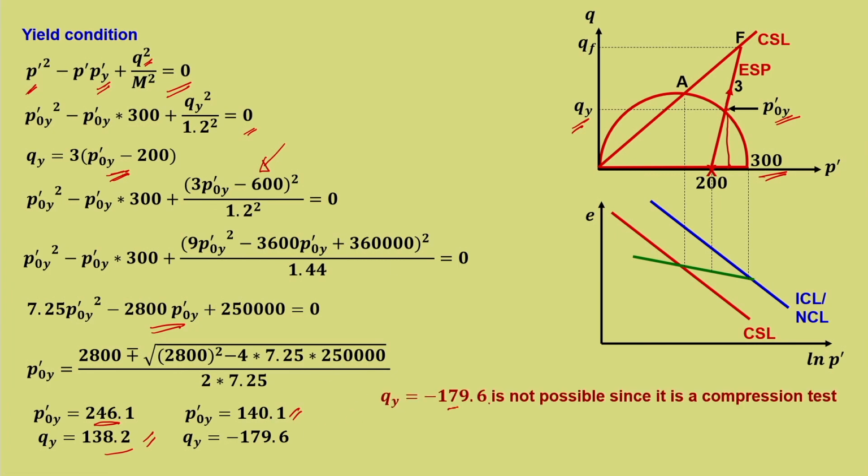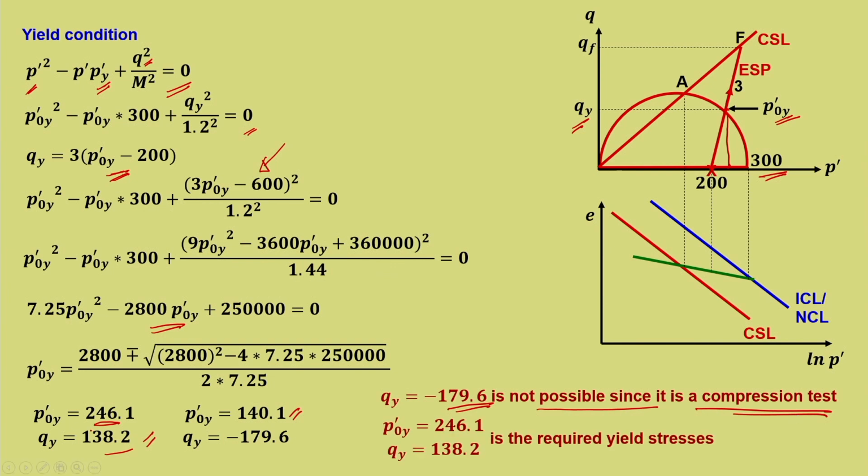Now, Qy equal to minus 179.6 is not possible, rather it is not useful for us, because it is a compression test and hence there is no possibility of Qy achieving a negative value. So even though the root is there, that is not the useful term that we have to use. So we will go with the final values of P naught dash y and Qy equal to 246.1 and 138.2 as the required yield stresses. Now we can easily find the principal stresses at failure.